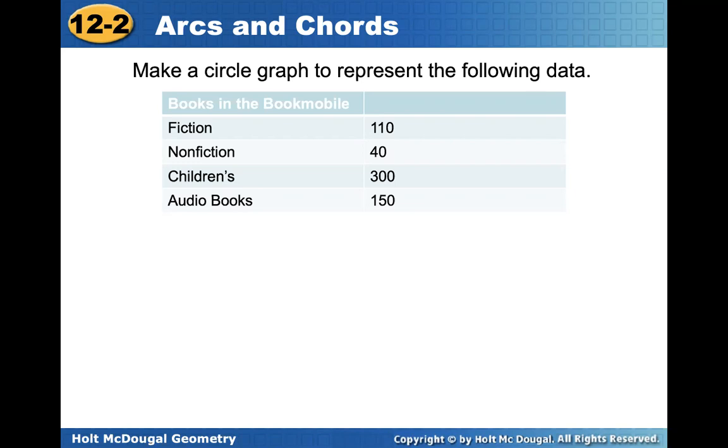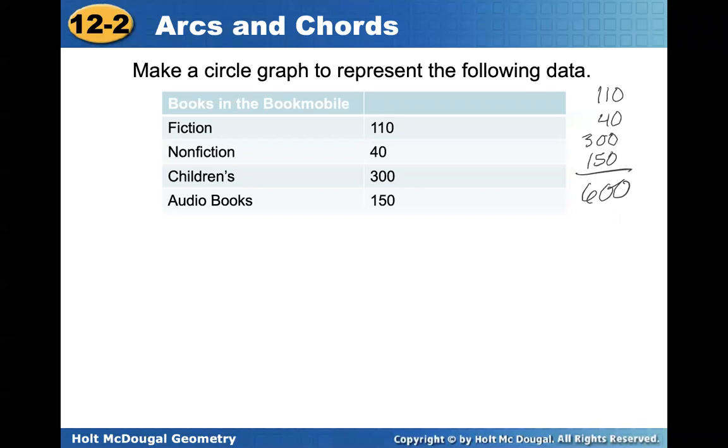The first thing we need to do with those is add them up. So we're going to take 110 plus 40 plus 300 plus 150. We get 600 books in the bookmobile.